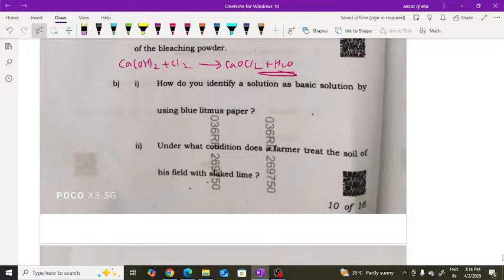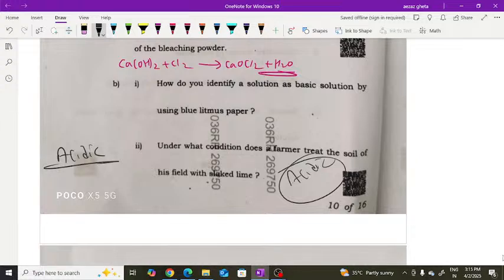Very good, Ravi. That's the right answer. If the soil is acidic in nature, remember, the farmer will use basic substances like slaked lime, chalk powder, etc.